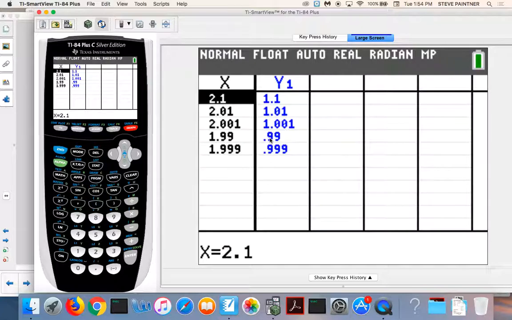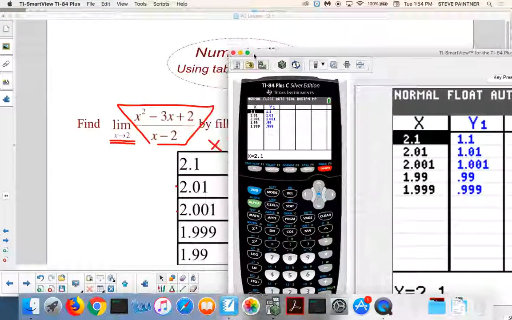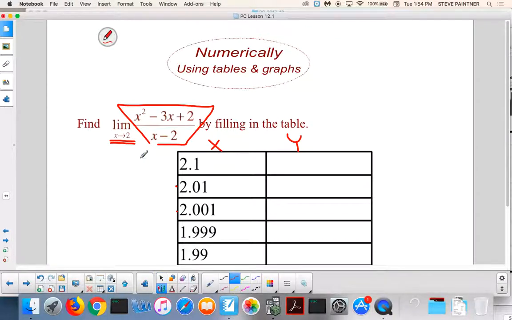If you actually graphed it, you would see it's 1. But there's 2 ways to look at a limit. You can graph it, you can use tables. Okay? So, would you guys agree that the answer is 1? There you go. Next one.